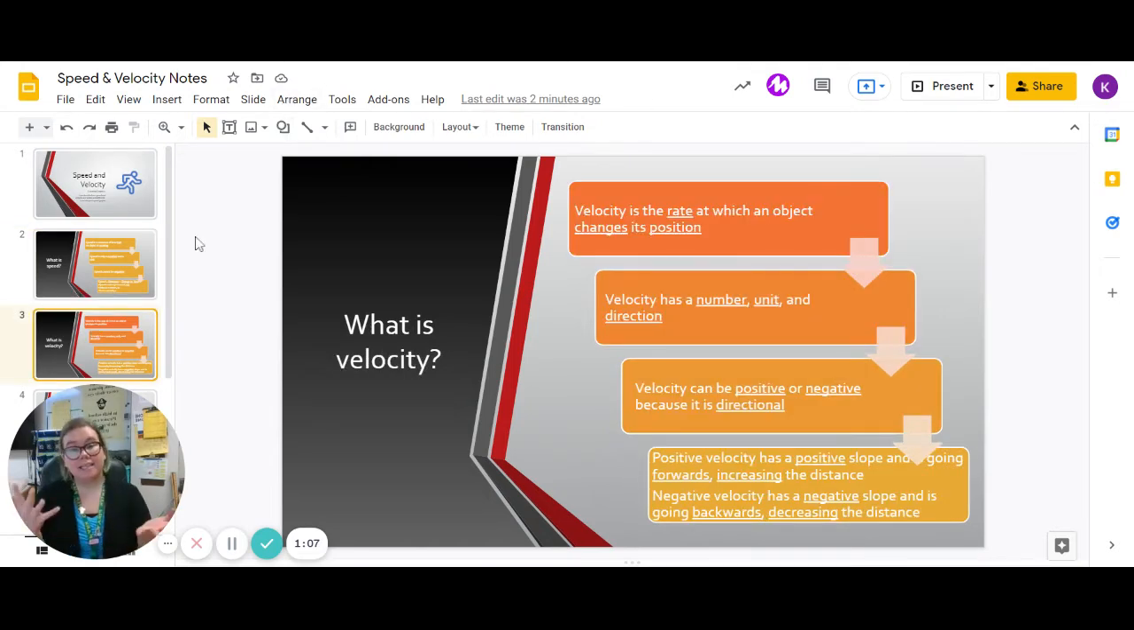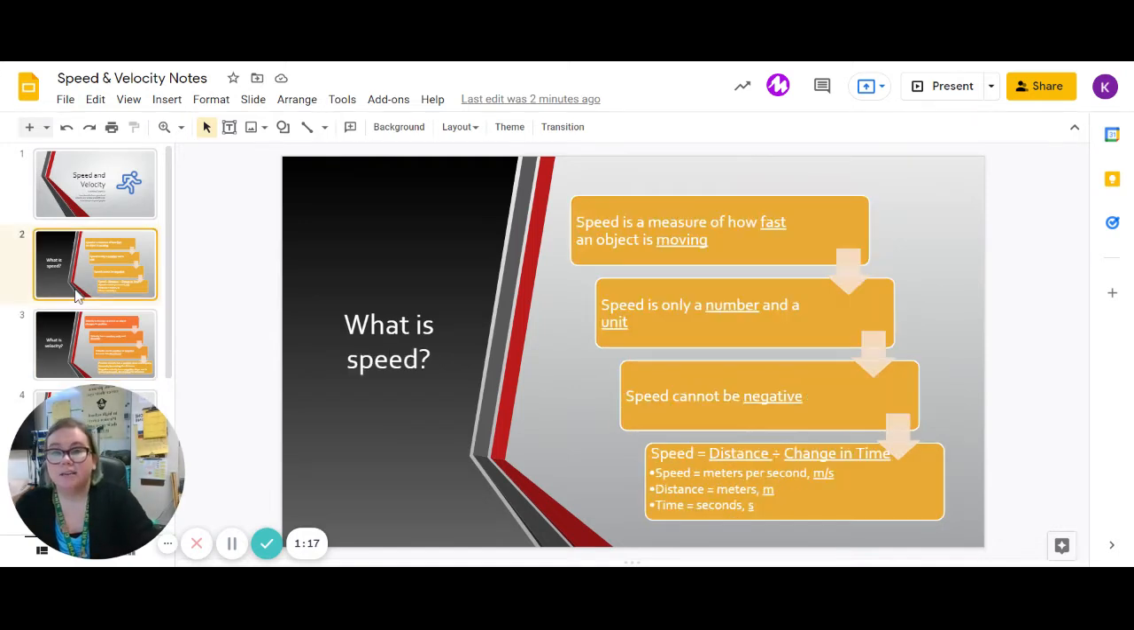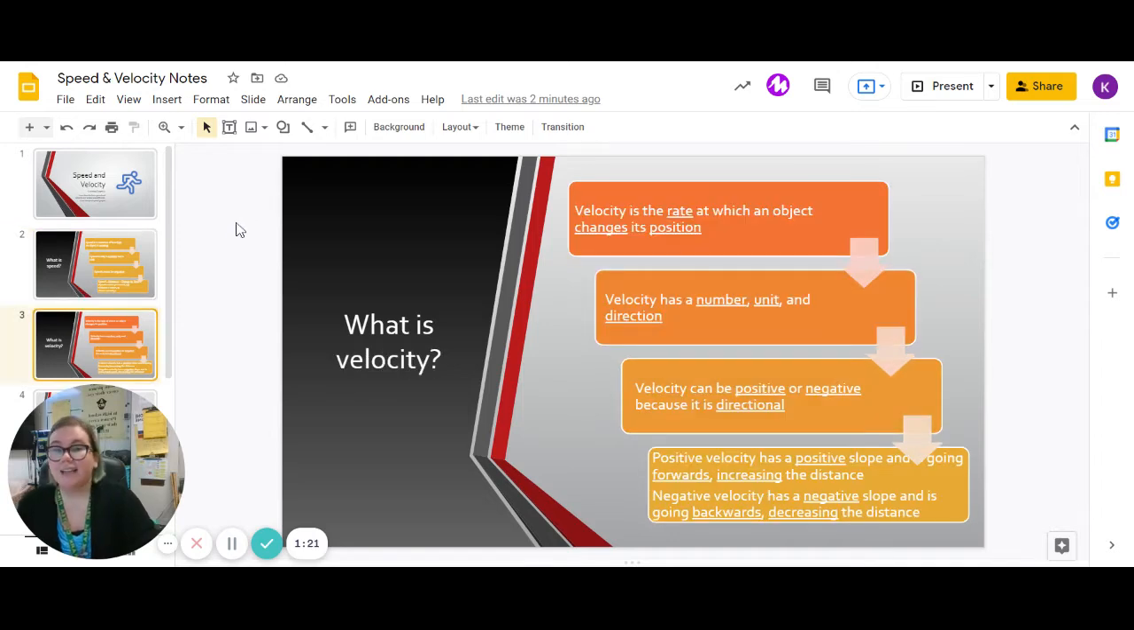Next thing is velocity. Velocity is the rate at which an object changes its position. If we go back for a second, speed was the measure of how fast an object is moving, and velocity is the rate at which an object changes its position. So very similar, but a little bit more specific and more scientific. Velocity has a number, a unit, and a direction. Remember, speed was just number and unit, but now we're adding direction.